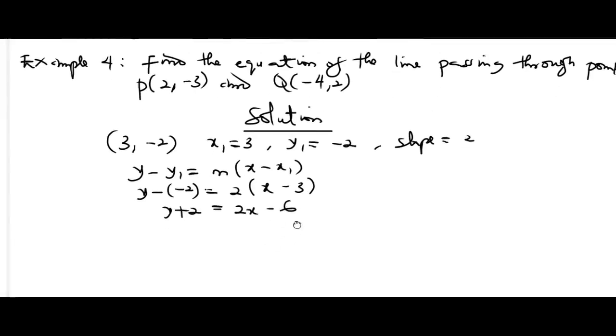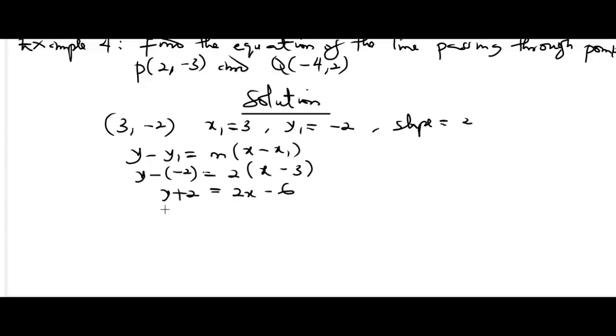All right. So what do we do here? We are going to have y equals 2x minus 6 minus 2. So y equals 2x minus 8. And this is the equation that is required. That is the equation of the line with slope 2 passing through the point 3, minus 2.